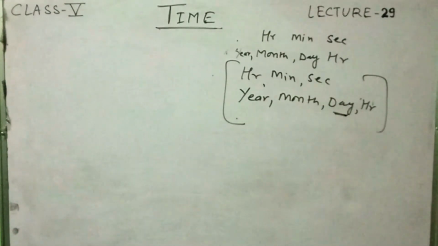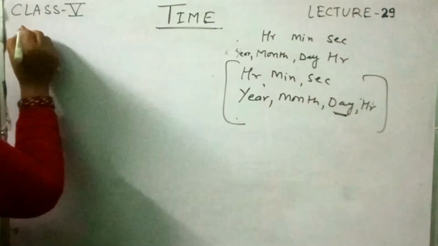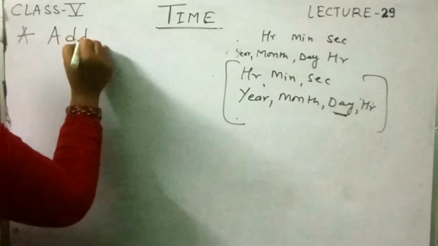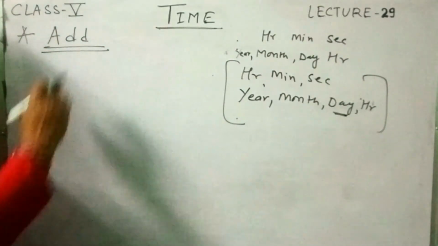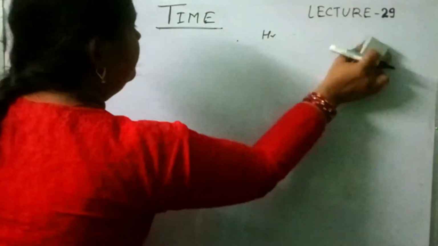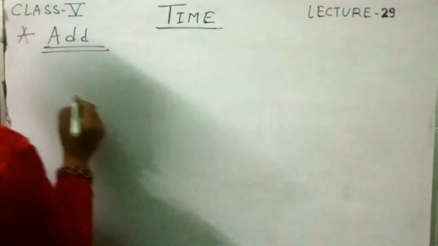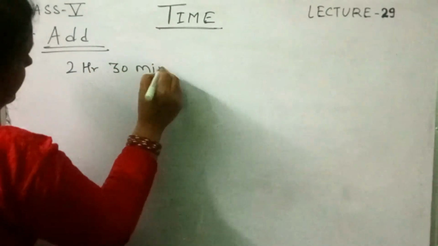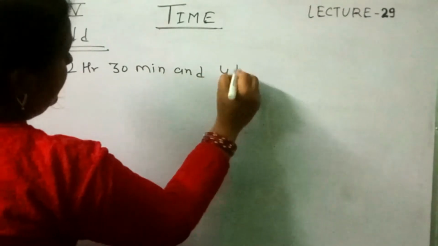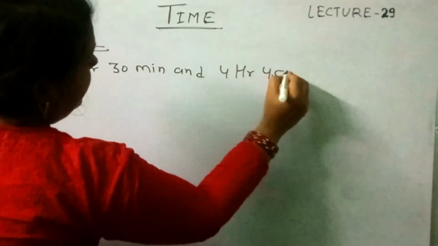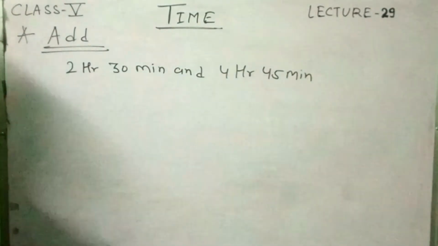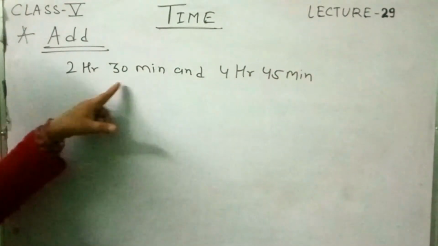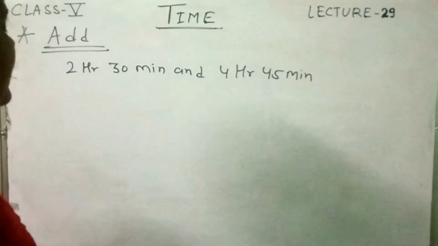Now see how to add hour and minutes together. Suppose one question I am taking from your book. Add 2 hour 30 minutes and 4 hour 45 minutes. Question is here, add 2 hour 30 minutes and 4 hour 45 minutes.